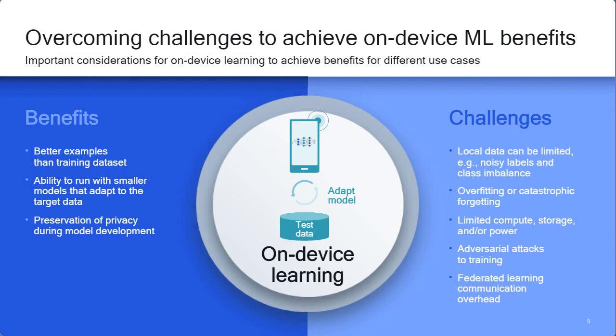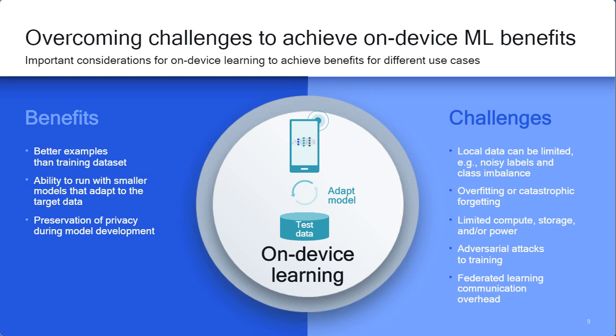So, of course, these benefits have trade-offs, and this is what we'll be giving examples and talking about our research in trying to overcome these challenges. As I mentioned, of the benefits, we have better examples than in the training data set. We also, interestingly, have the ability to run with smaller models now, because we can adapt them to the target data rather than having a very large model that can deal with very large sets of data in the training set. And then, of course, we can have a preservation of privacy during the model development itself.